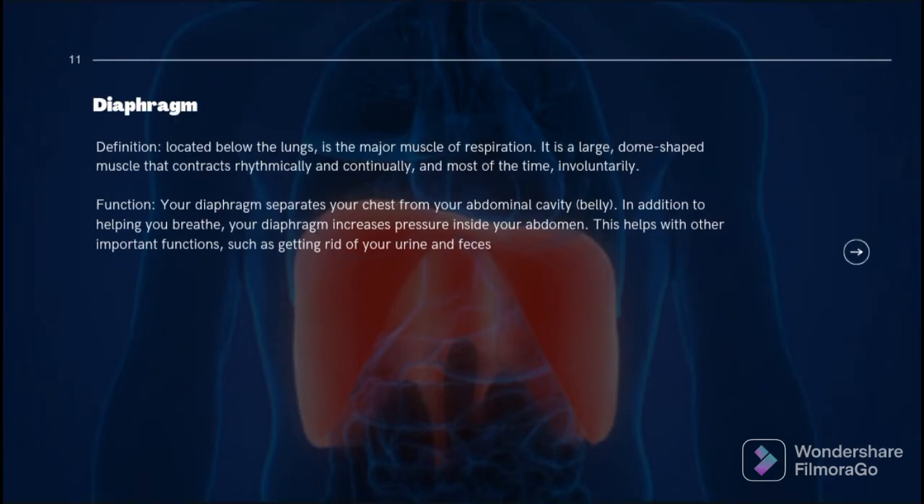Diaphragm, located below the lungs, is the major muscle of respiration. It is a large dome-shaped muscle that contracts rhythmically and continually, and most of the time involuntarily. The functions. Your diaphragm separates your chest from your abdominal cavity, or in short, your belly. In addition to helping you breathe, your diaphragm increases pressure inside your abdomen. This helps with other important functions, such as getting rid of your urine and feces. So the primary muscle of respiration is the diaphragm.